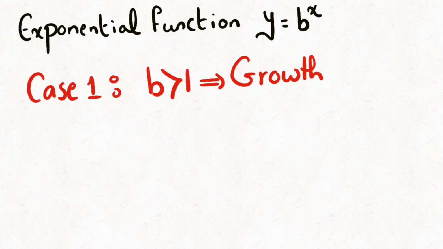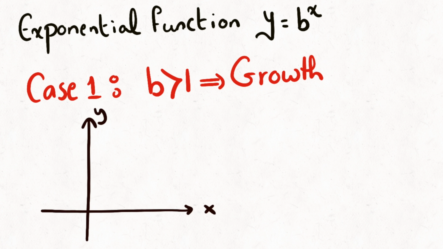When b is greater than 1, it means that we are dealing with growth. Thus, if you look at the graph, you will sense there is growth. Look at the green graph.